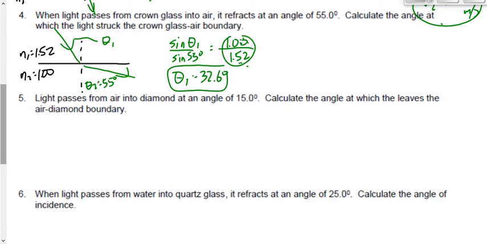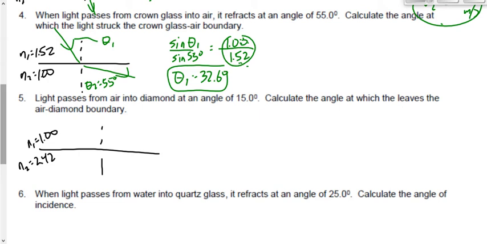Next question, number 5, says light passes from air into a diamond at an angle of 15 degrees. Calculate the angle at which the light leaves the air-diamond boundary here. From air into diamond. Air has an index of refraction of 1.00. Diamond has an index of refraction of 2.42.